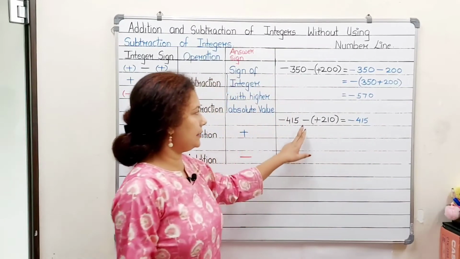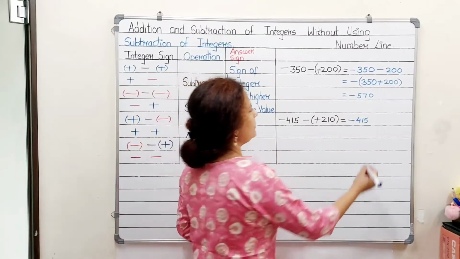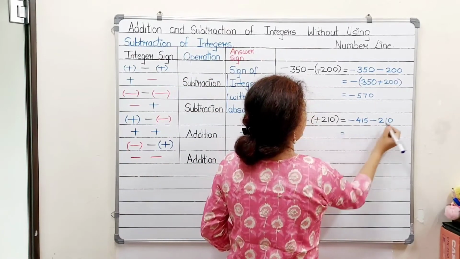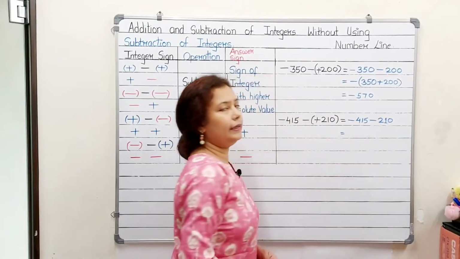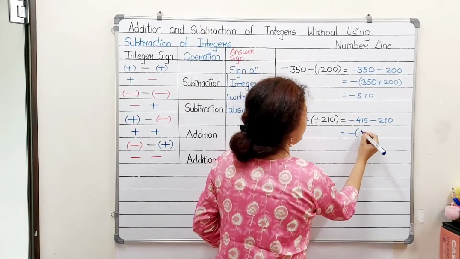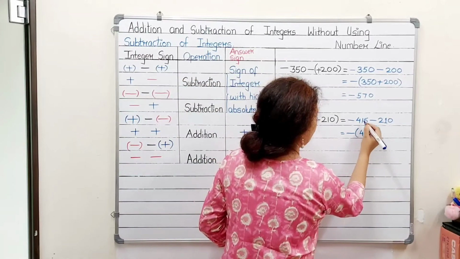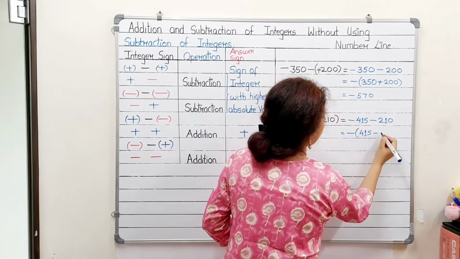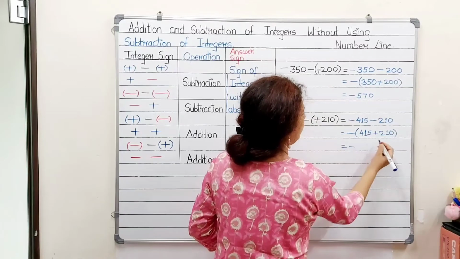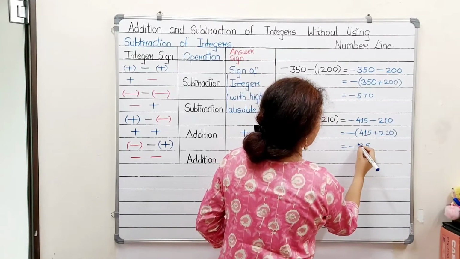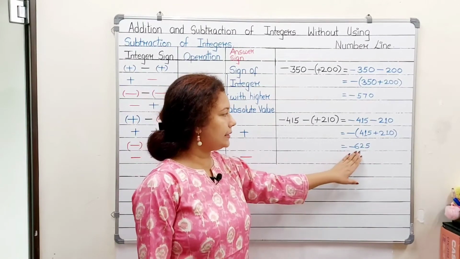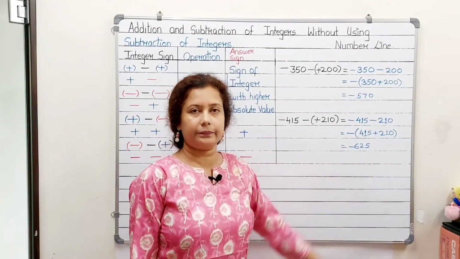Second example, minus 415. We will write as it is. Minus plus becomes minus 210. So here both the integers are negative. So the answer will be negative and we will add the absolute values of the integers. So the final answer will be 625. Final answer will be minus 625.